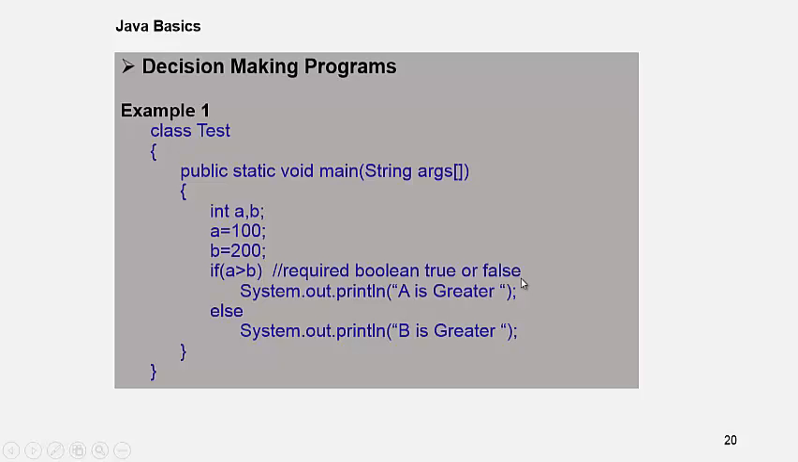Like in C, we have seen if 1 or if a is equal to 1, where a positive integer is considered true in C or C++. But here, if we use 1, it will give a compile time error. The compiler will never let you compile your code. So there must be a boolean condition in the if block.